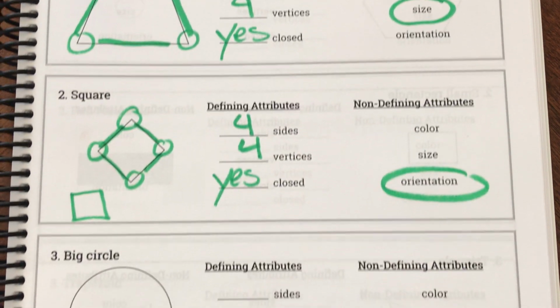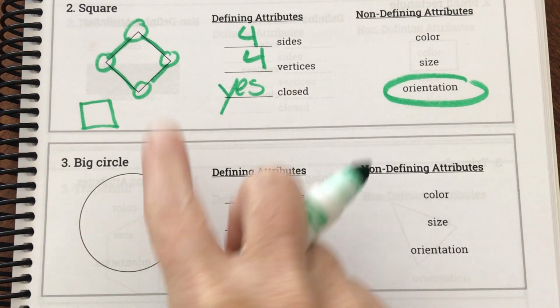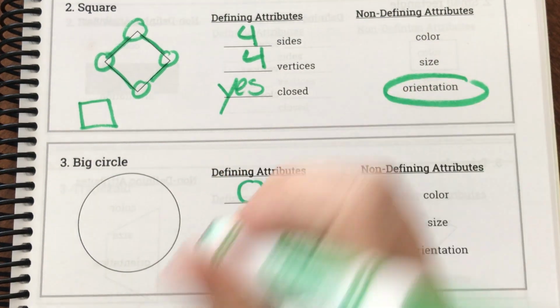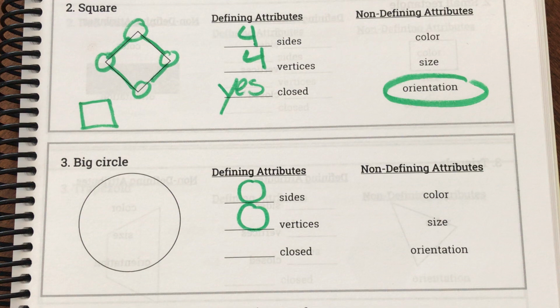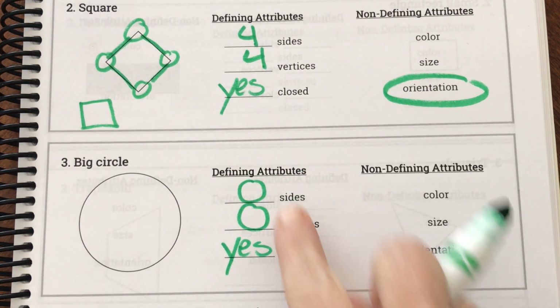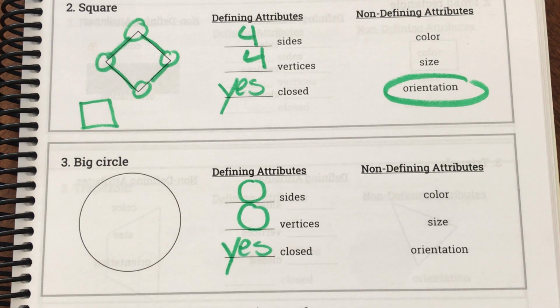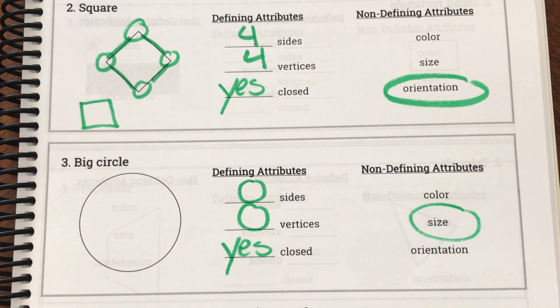Okay, let's look at our next shape. This says big circle. Okay, well, a circle has no sides, and a circle has no vertices. It is closed though. So all of those things help me figure out it's a circle, but telling me it's big in size doesn't help me at all.